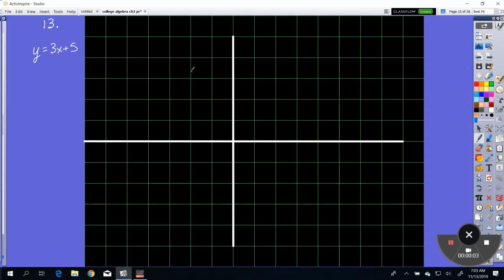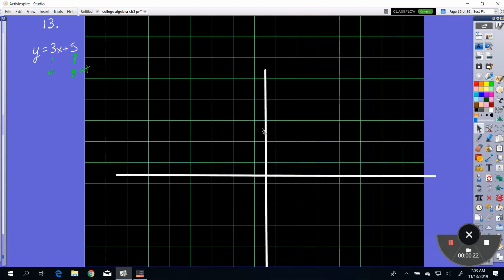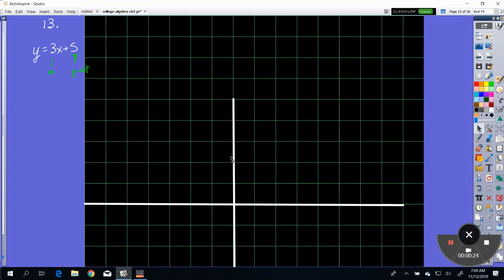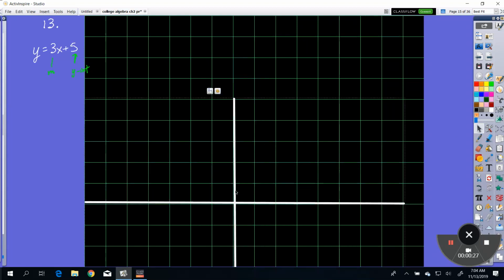So on 13, you're supposed to graph each of the following. Remember that this plus 5 is the y-intercept, and this 3 is the slope. It's not going to fit on my graph, so let's hurry and move this. So anyways, the 5 means I start at 5, so I go up 1, 2, 3, 4, 5. And the slope says I go up 3 over 1.